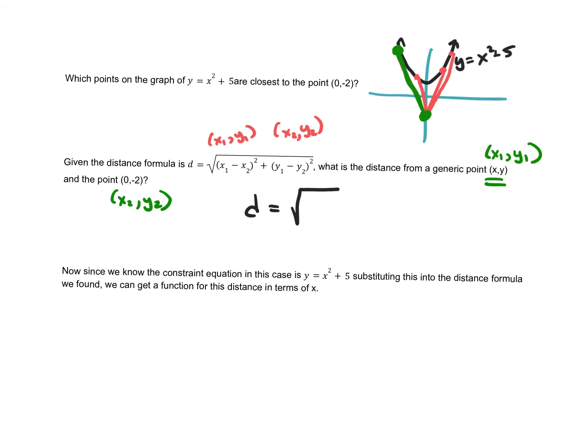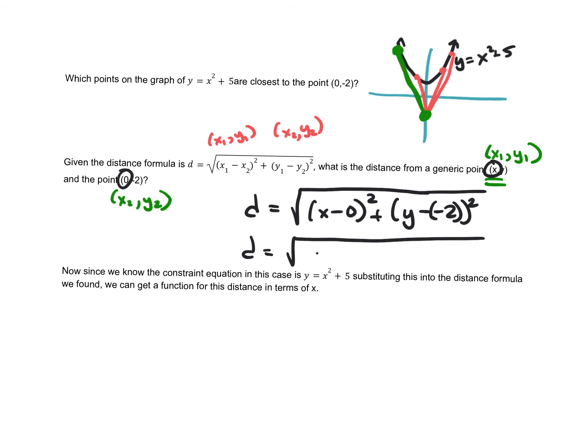So d is going to equal the square root of x minus 0 squared, because I take the x here and the x here and subtract them and square them. And then I'll take y minus a negative 2, squared. And I'll clean this up. So this would simply be the square root of x squared plus y plus 2 squared. So this is the distance between any point (x, y) and this point (0, negative 2).